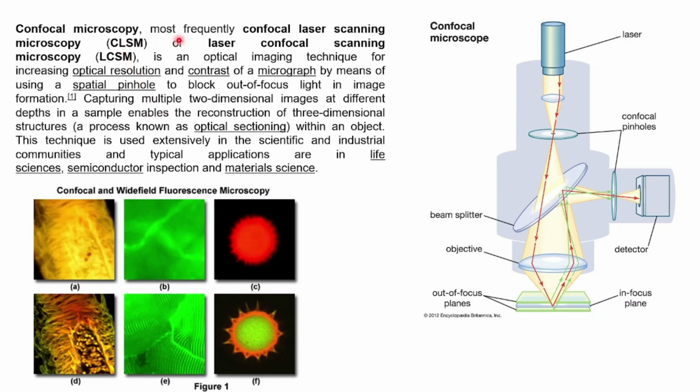Confocal microscopy is also called confocal laser scanning microscopy, and it's an optical imaging technique for increasing the optical resolution, contrast and clarity of a picture by means of using a spatial pinhole. If you see the microscope over here, there's a pinhole here, here and here. When somebody asks you what a confocal microscope is and how it works, this is the most important part you have to say, because confocal microscopes have pinholes.